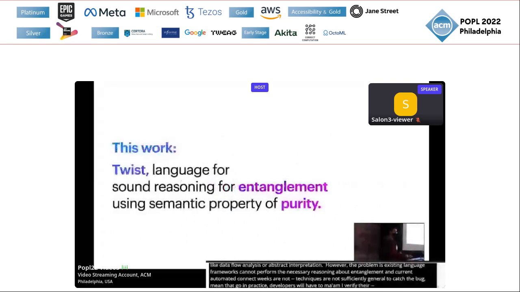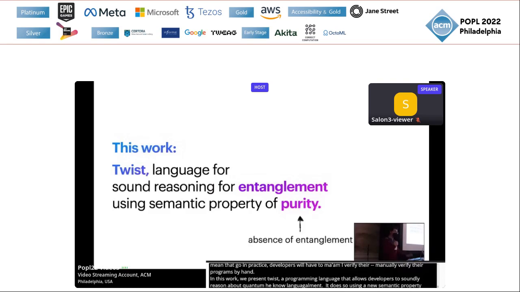In this work, we present Twist, a programming language that allows developers to soundly reason about quantum entanglement. It does so using a new semantic property, which we call purity. At a high level, purity is the property that an expression is not entangled with any other part of the program. Using Twist's language features, the developer can catch the bug in the example, repair the program, and be confident that the fixed program will satisfy its specification.